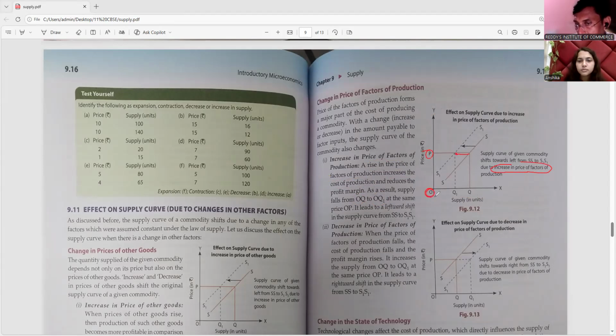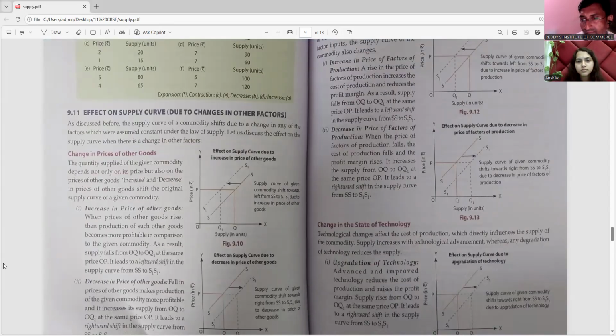When you purchased OQ quantity at the same price, but due to the increase in inputs, that is the purchase of raw material, your supply was reduced. So it shifts towards the leftward side, from SS to SS1. It is called a leftward shift.